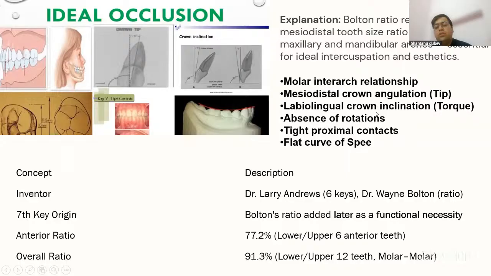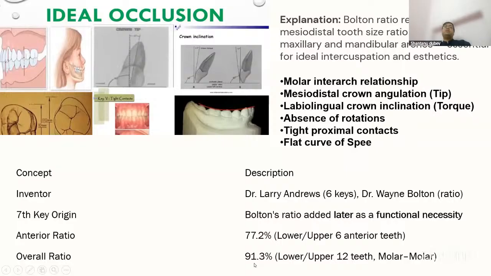Okay. So these six keys were important to achieve ideal occlusion, but later it was discovered that despite having all six keys, the ideal occlusion was not achieved, which was discovered by Dr. Wayne Bolton, by which Bolton's ratio came into play. It is a ratio between the mesiodistal tooth size of maxillary and mandibular arches, and it is ideal for ideal intercuspation and aesthetics. So always remember, this is the seventh key given by Dr. Wayne Bolton. Anterior ratio is 77.2%, overall ratio 91.3%.